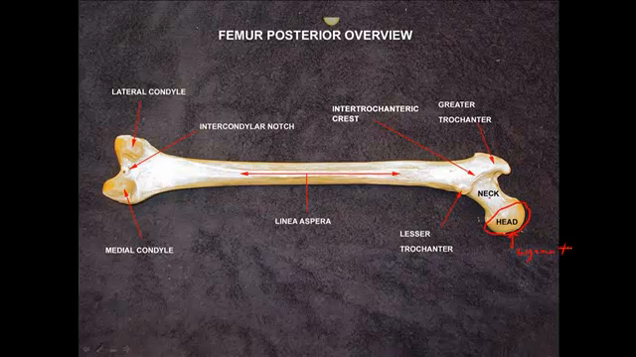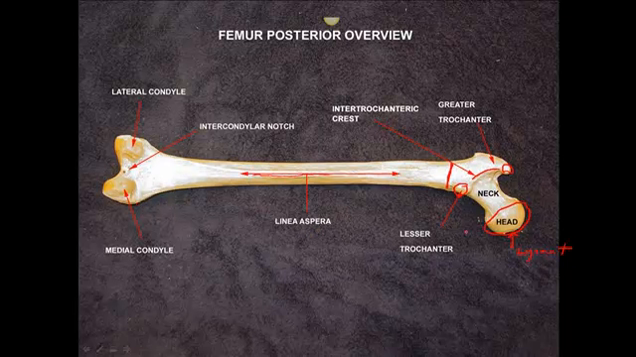Here's the neck. And then your surgical neck would be here. This is the greater trochanter here. This is the lesser trochanter here. And this is the intertrochanteric crest. There's a raised line right here called the linea aspera.